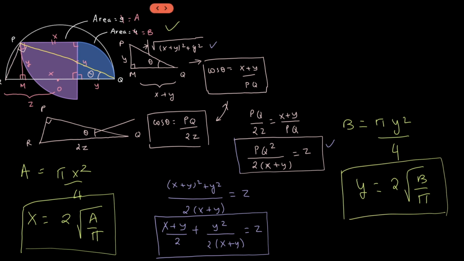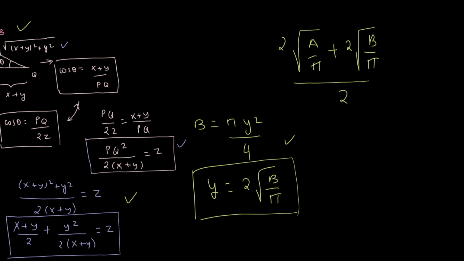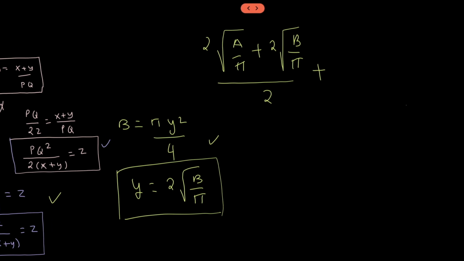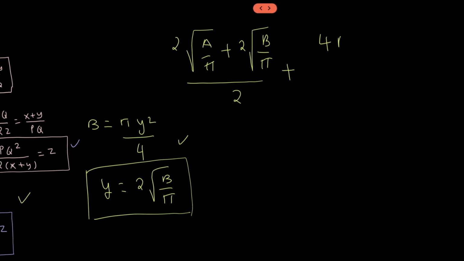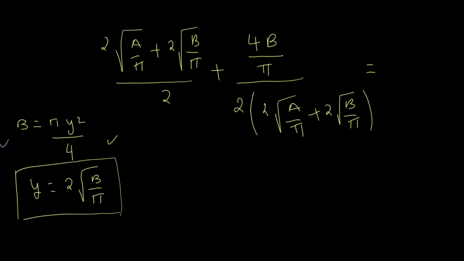So now this value of x and this value of y we will put in this equation. So on the left hand side we have x plus y upon 2, therefore 2 times square root of A upon pi plus 2 times square root of B upon pi upon 2 plus y square upon 2 times x plus y. Therefore the value of y square would be equal to 4 times B upon pi divided by 2 times square root of A upon pi plus 2 times square root of B upon pi. Okay, and this thing is equal to z.